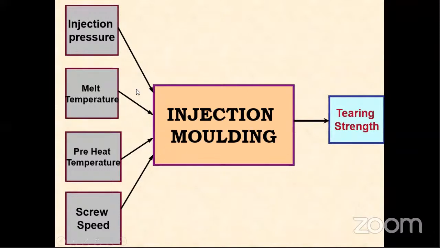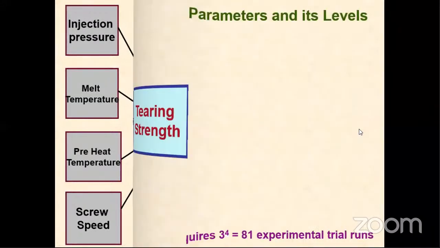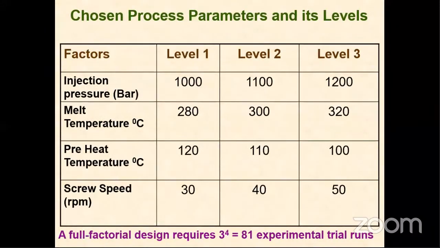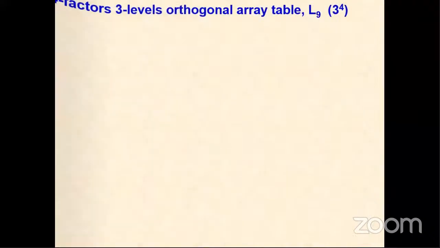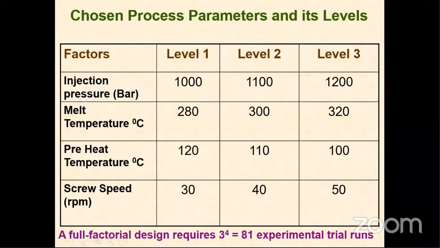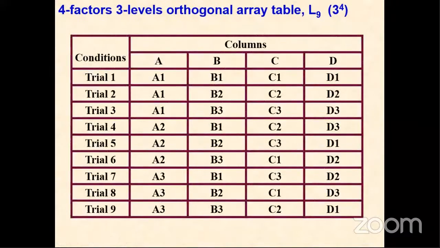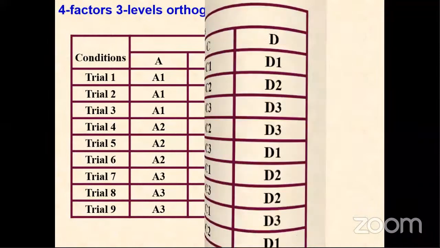Or else system. So I have A, B, C, D, and in this I have levels: A1, A2, A3, B1, B2, B3, C1, C2, C3, D1, D2, D3. But I have only one Y1, that is my tearing strength. So I choose like these levels. And then how many experiments you require, you see. A full factorial experiment requires 81 experimental trial runs. But simply with nine trial runs, I can complete.